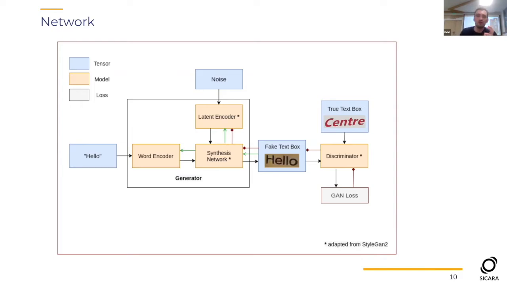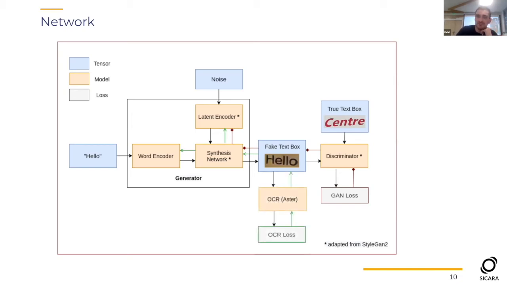Both the encoded word and the style vector are given to the synthesis network, which generates the text box through a series of deconvolutions. And the output of the discriminator, shown here, allows us to compute the GAN loss. This loss is propagated both in the discriminator and the generator, as we saw again in the previous slide.